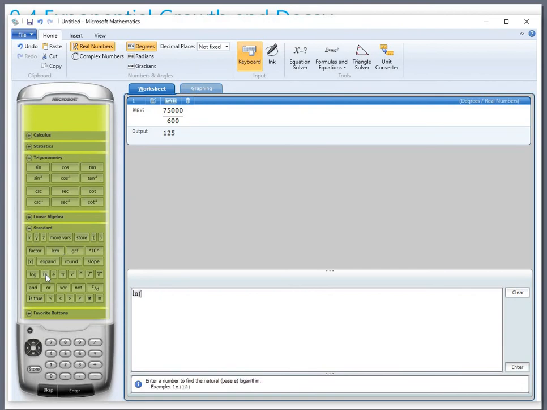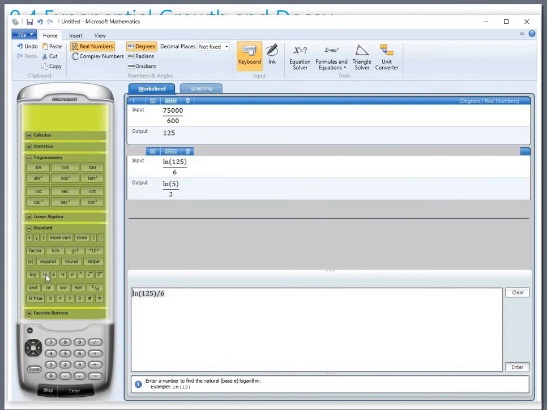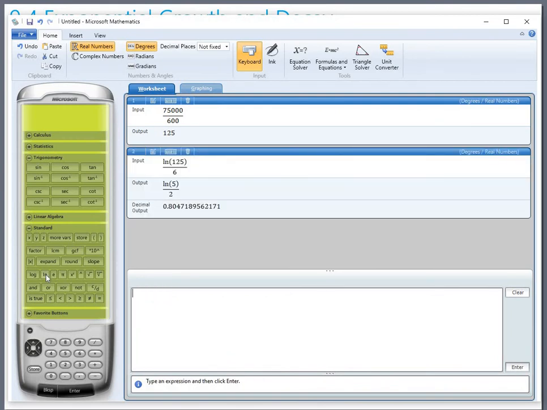Let's see, we need the natural log of 125 divided by 6. So that's about an 80% growth rate. Let's go 0.8047.